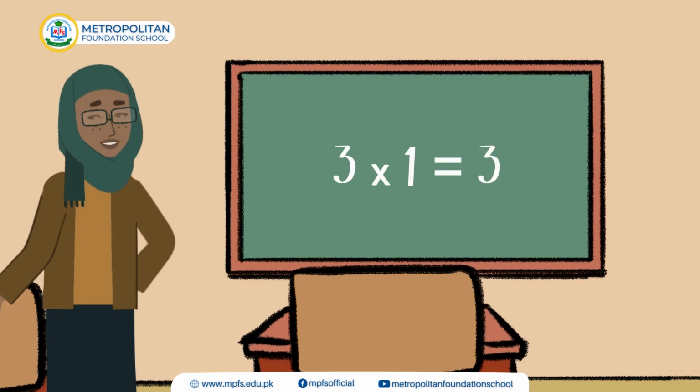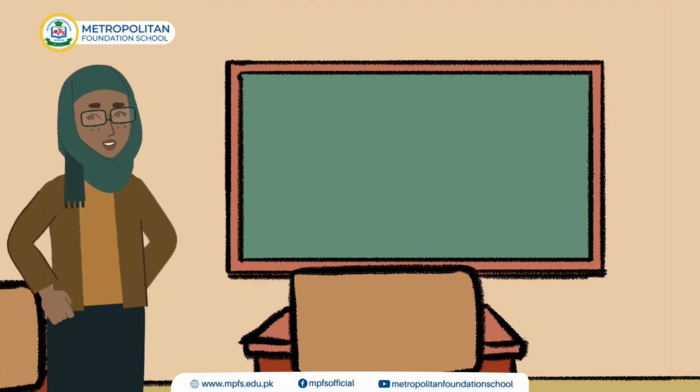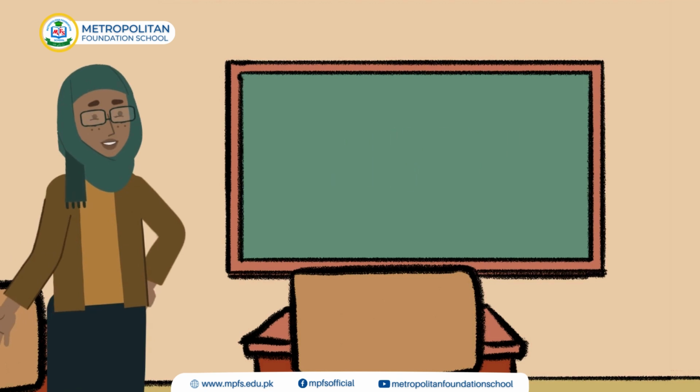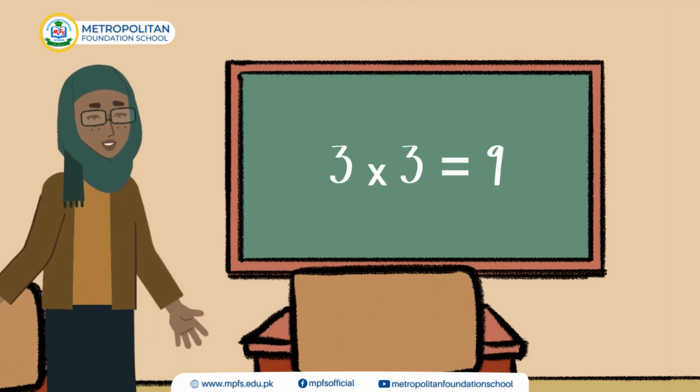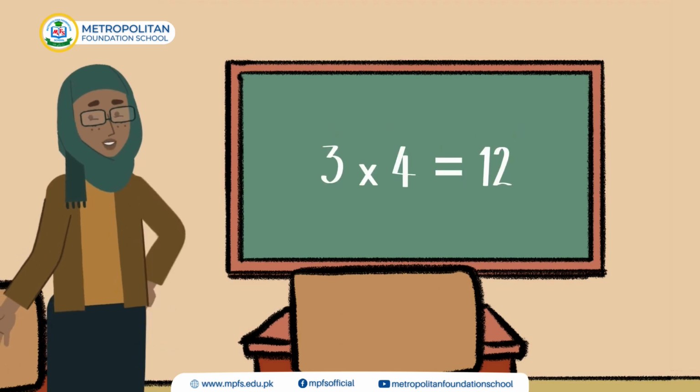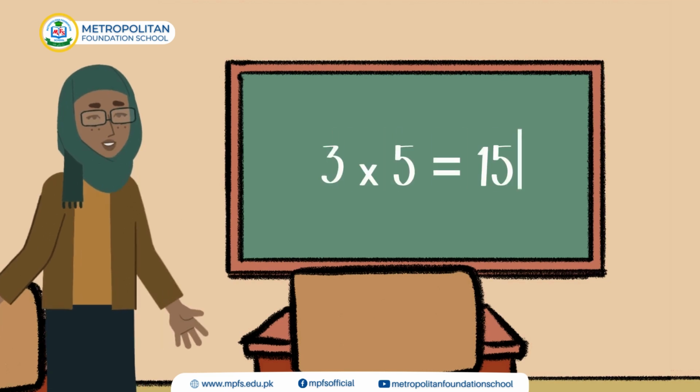3 times 1 equals 3. That's right. 3 times 2 equals 6. You're doing fantastic. 3 times 3 equals 9. Great job. 3 times 4 equals 12. You're math superstars. 3 times 5 equals 15.